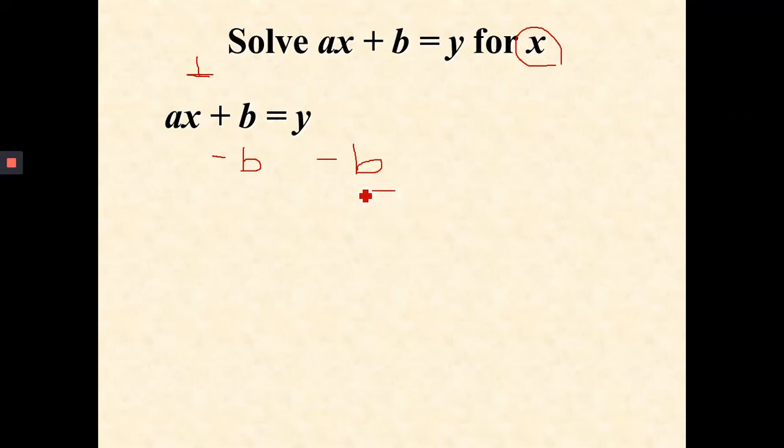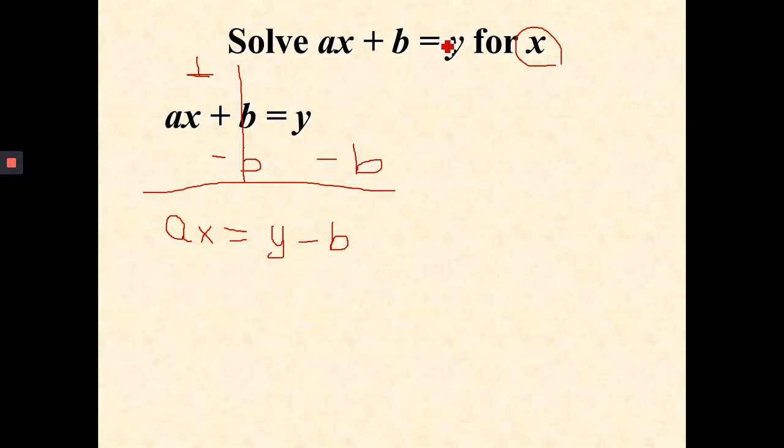Okay? So you now have here ax. Positive b plus negative b, that will be 0, is equal to, bring down y minus b. Okay?